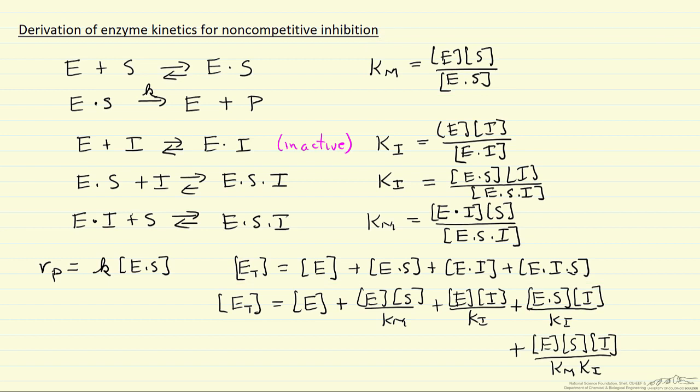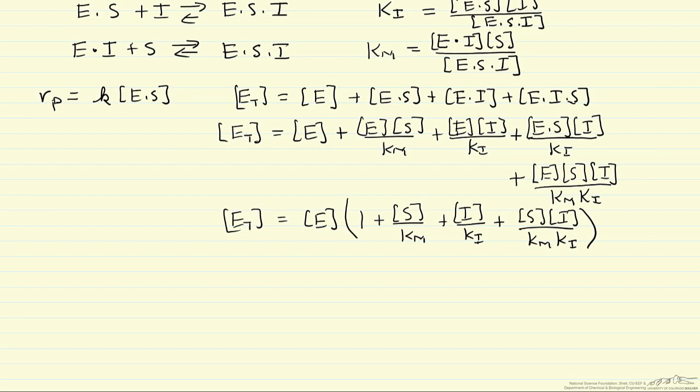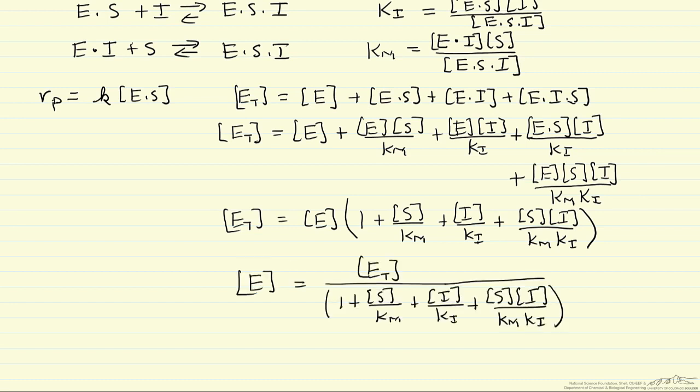Okay, so I've made this substitution. These other three terms are the same, so this means I can now write the total enzyme concentration. I can factor out just the enzyme alone, its concentration. Let me do that. So here I factored out, and so I can now rearrange this to solve for this enzyme concentration. So now I'm almost finished.